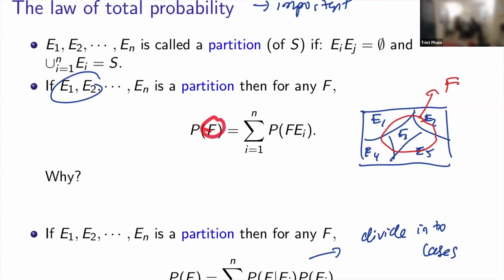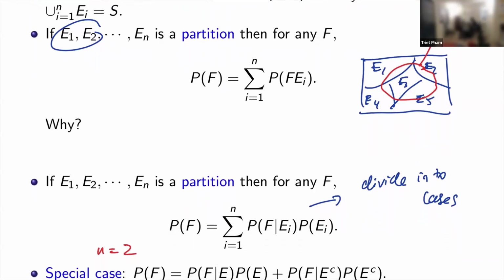For example, F here is the event that you will bring an umbrella, right? And the Eis are the state of the weather. The requirement is that they have nothing in common, and their union is the whole sample space. So it's called a partition.